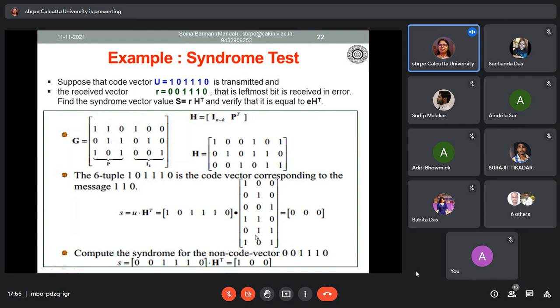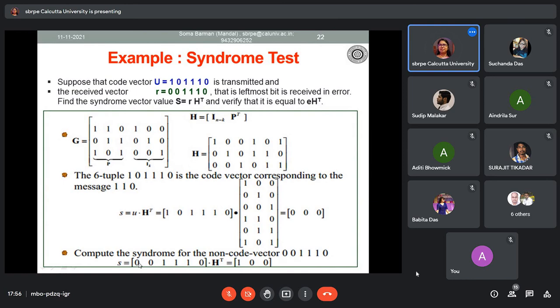You have to find where 1 0 0 is in the H transpose matrix. 1 0 0 is the first row of the H transpose matrix. If suppose the syndrome is 0 1 0, then 0 1 0 is the second row of the H transpose matrix. If suppose it is 1 0 1, then 1 0 1 is the last row. So, as in this case we have found 1 0 0, this is the first row of the H transpose matrix, so you can easily locate the error: it is the first bit position of the received vector.